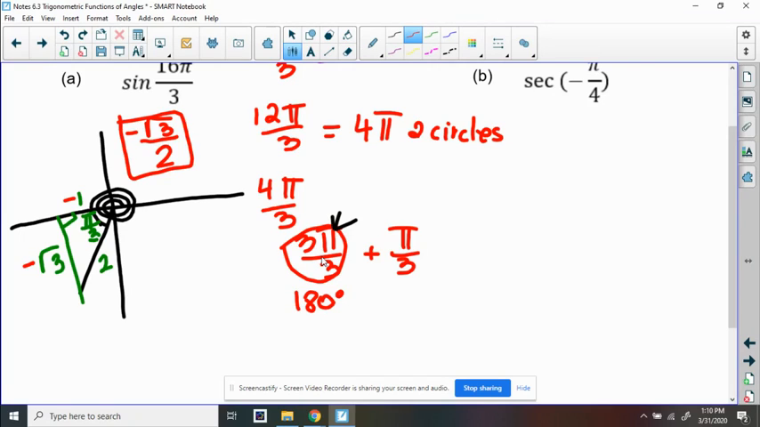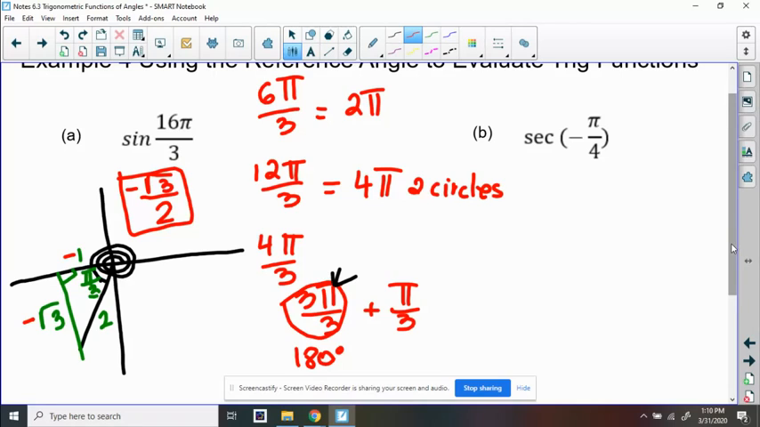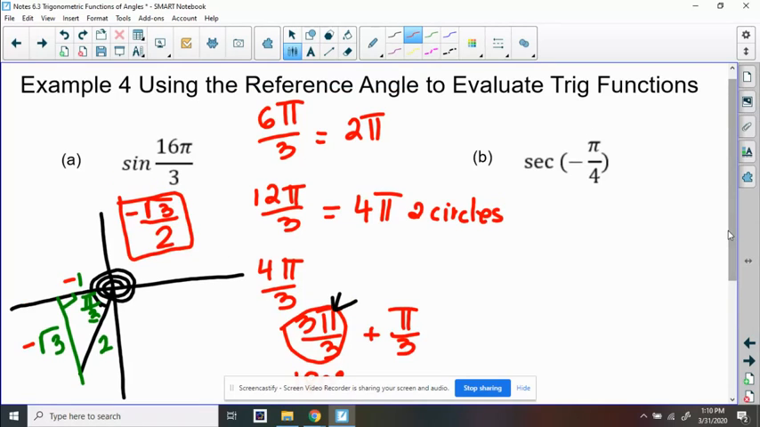Okay. And the last problem over here, it's B, secant of negative pi over 4. So what do we have here? First of all, we need to remember that secant is hypotenuse over adjacent, right? It's the inverse of cosine. And the angle is negative. What that means is, instead of going counterclockwise, we go clockwise now, okay?